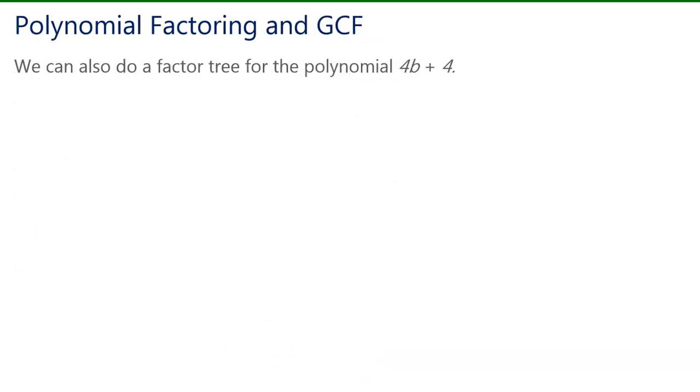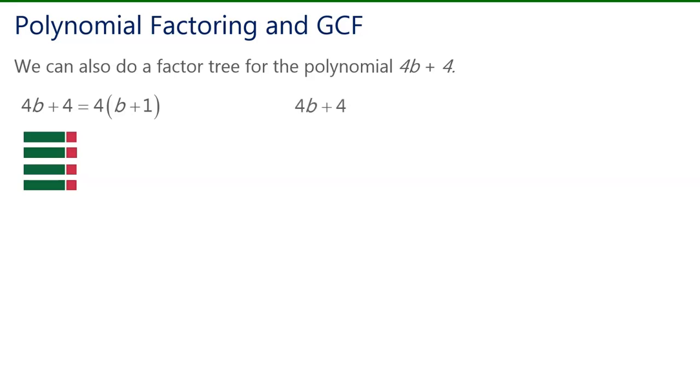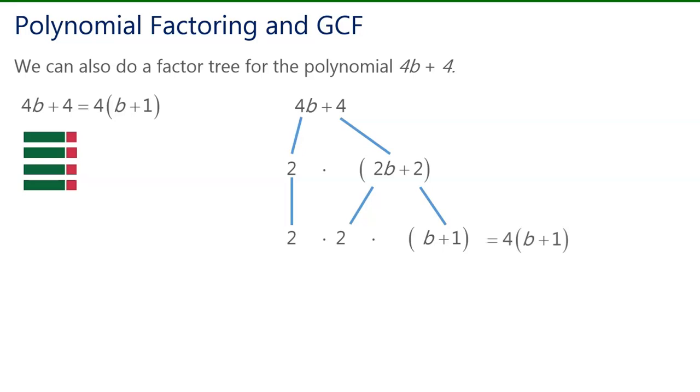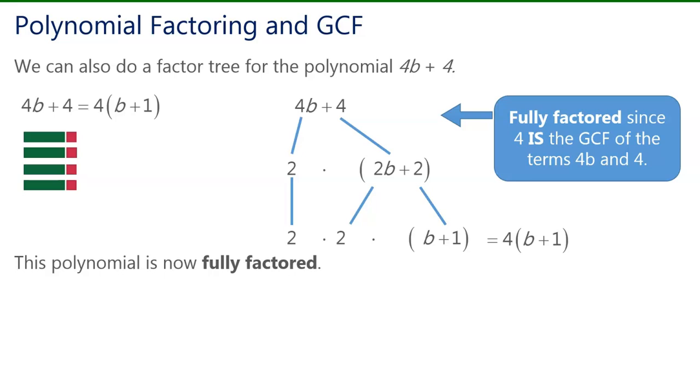We can also do a factor tree for the polynomial 4b plus 4. 4b plus 4, as we know, is 4 outside of b plus 1. Here's our 4 green rectangles and our 4 red squares. So 4b plus 4, using a factor tree, can be factored as 2 times 2b plus 2. Bringing down the 2, the 2b plus 2 can be further factored as another 2 times b plus 1, which gives us 4 outside of b plus 1. This polynomial is now fully factored since 4 is the GCF of the terms 4b and 4.